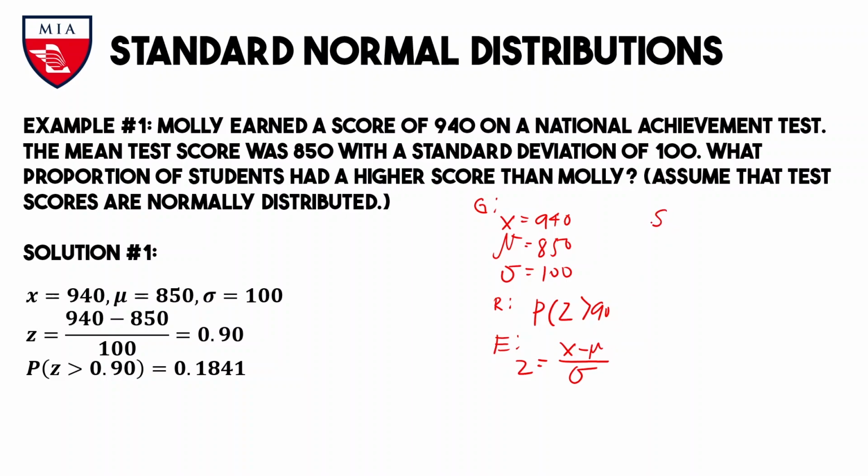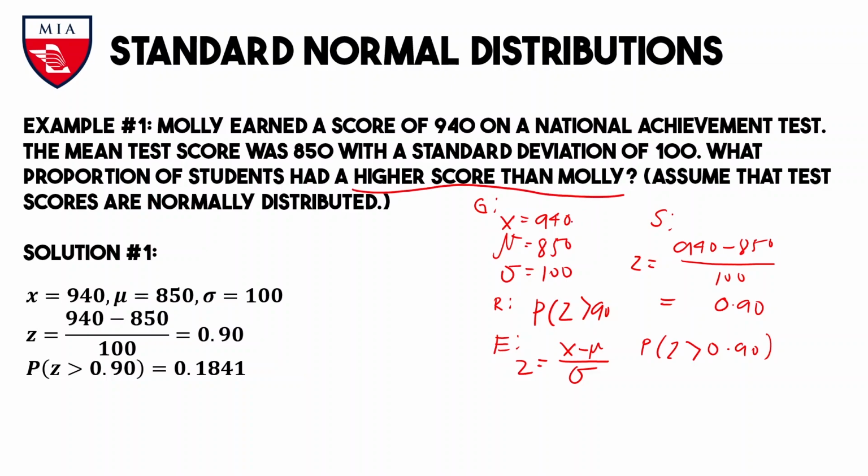So for the solution, we have z, or z-score, is equal to 940 minus 850 over 100. If we solve this, the value of our z is 0.90. So the probability of z is greater than 0.90. Why is it greater than? Because the question is what proportion of students had a higher score than Molly? In terms of higher, the value of z is greater than the solved value.